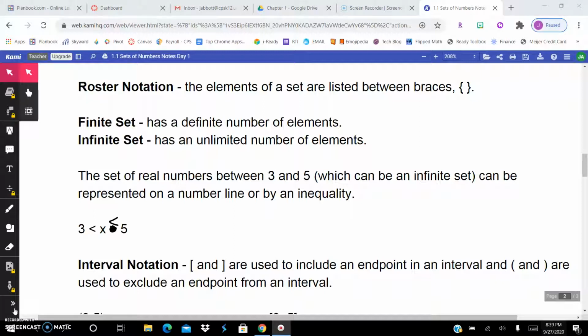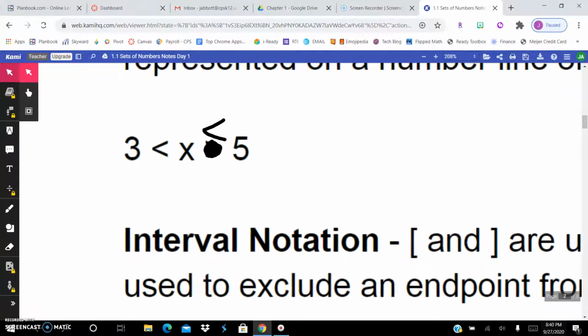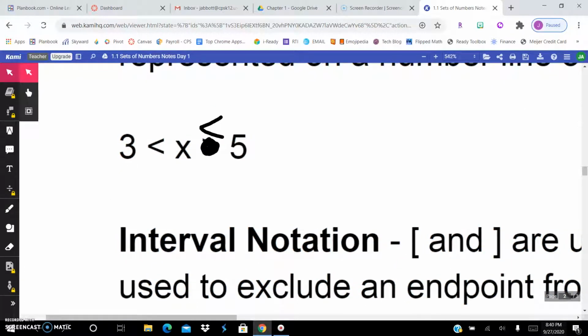We have a finite set, which has a definite number of elements, and an infinite set, which has an unlimited number of elements. So a finite set, we know, stops. An infinite set can go on forever. So the set of real numbers between 3 and 5, which is an infinite set, can be represented on a number line or by an inequality. So I have an inequality here, and we have two inequalities put together here. So we have a compound inequality.